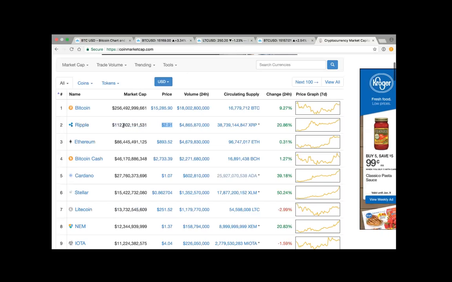So do you think at this price it's still a good buy? A good long-term buy? Yeah, Ripple is one of the ones that you can hold for a very, very long time. Okay. I mean, to top it off, they already have 100 banks on board.